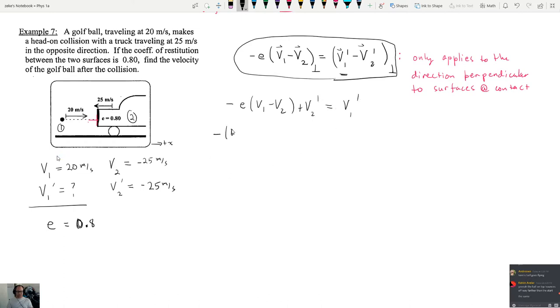So we'll have negative 0.8 multiplied by V1, which was 20, minus V2, which is negative 25. And be careful about these double negatives here. And then plus V2 prime, which is also negative 25. And that's equal to V1 prime. So if we add all these up, we have 20 plus 25 is 45. 45 divided by 5 is 9 times 4 is 36. Times a negative sign, negative 36 plus negative 25. That's what I think you're going to get.